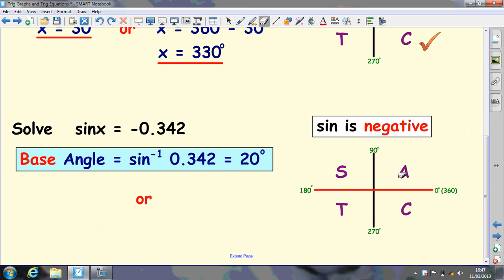Now A means they're all positive, so we don't want to tick this. S means that the sine graph is positive, and we're trying to find where the sine is negative, so we don't want to tick that. T means the tan graph is positive, but that means cos and sine are negative, so that's what we're looking for, so we tick that. And C means the cosine wave is positive, which means sine and tan are negative again, so we're looking for that.